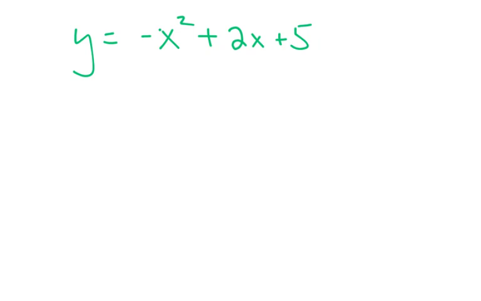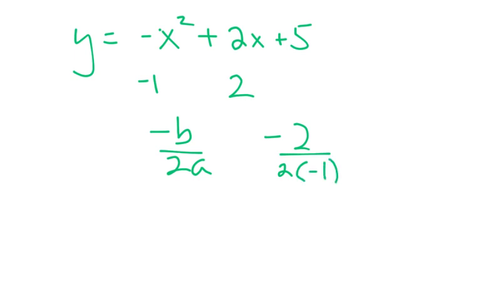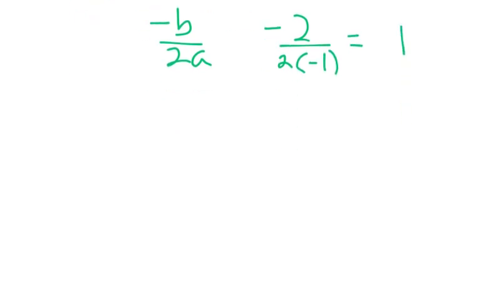It's negative x squared plus 2x plus 5. So a in this case is negative 1, and b is 2. So negative b over 2a is negative 2 over 2 times negative 1, which is negative 2 divided by negative 2, which is 1. So we have the middle of our table, which is 1. And then I'm going to go up and down. Now it doesn't matter which direction I went.